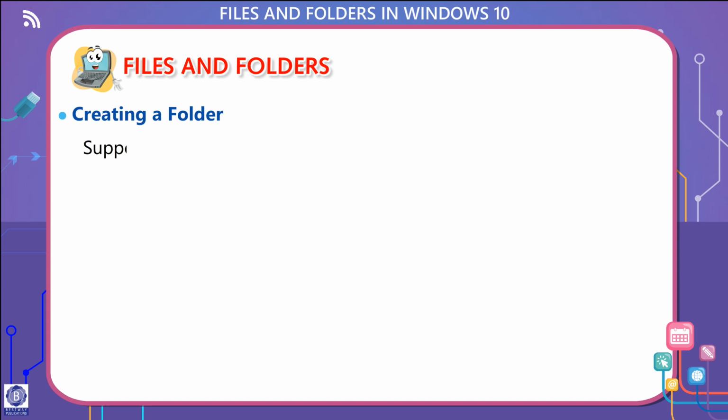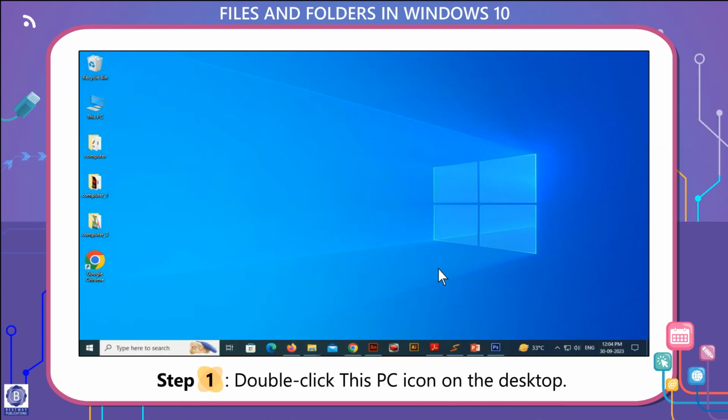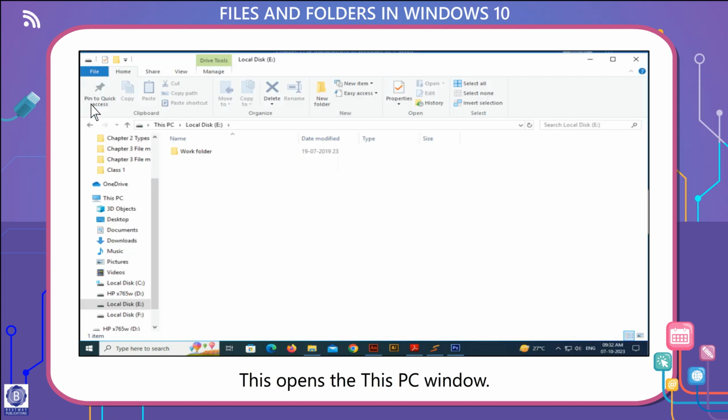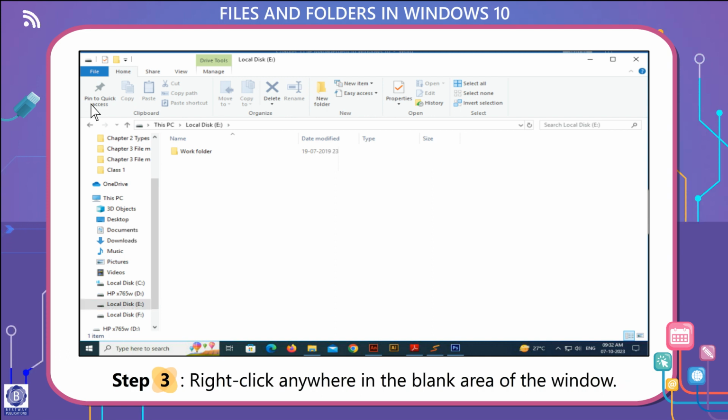Creating a folder. Suppose you want to create a folder in E drive on the hard disk. To do so, follow these steps. Step 1. Double-click This PC icon on the desktop. This opens the This PC window. Step 2. In the right pane of the window, double-click the E drive.